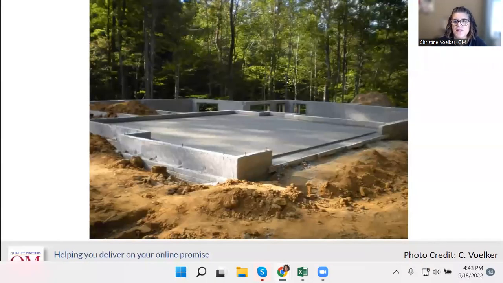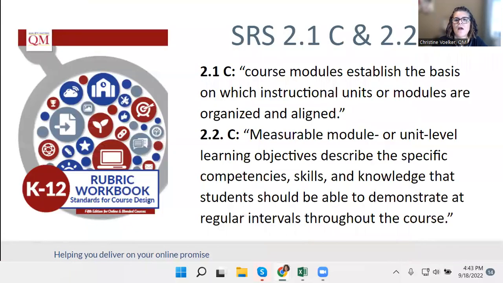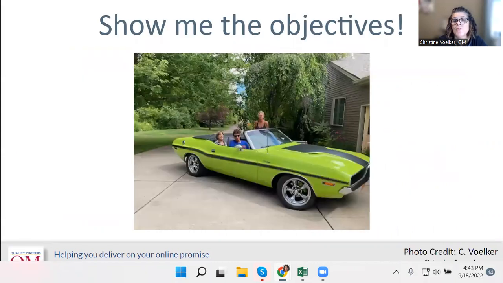When my house was built, one of the first things the builder did was to pour the foundation. Learning objectives are like the foundation of a house. The QM K-12 rubric can give us more details, but you might ask, why is it important to tell students what the learning objectives are?